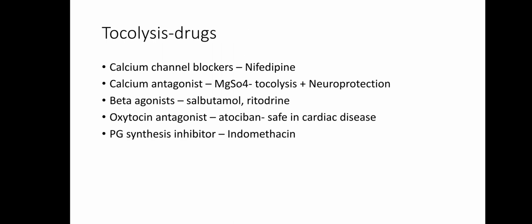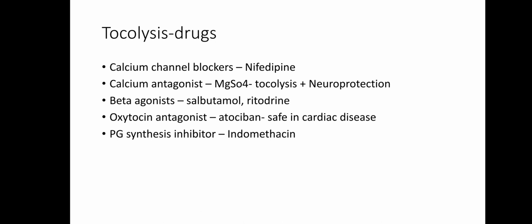So these are the drugs used for tocolysis. Calcium channel blockers, nifedipine is one of the most important and the safest drug that's used. Usually we use it as first line, followed by magnesium sulfate. So magnesium sulfate has two roles. It reduces uterine contraction as well as neuroprotection. It protects the baby's brain.